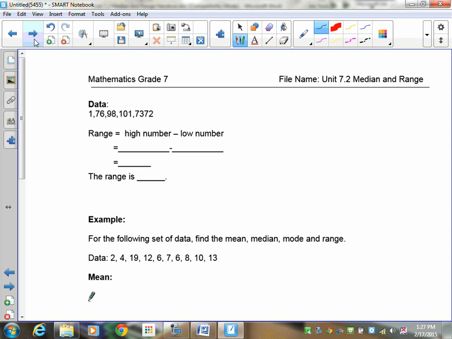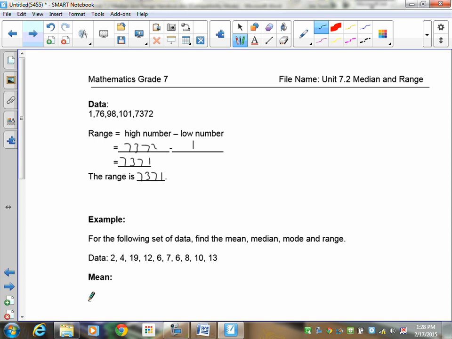Let's try a little bit more difficult number. I've got 1, 76, 98, 101, and 7,372. Do that one there. All right, so the high number, 7372. Low number, 1, so that's 7371. So the range is 7371. So in this case, it's going to be what you did, what you got for your marks.